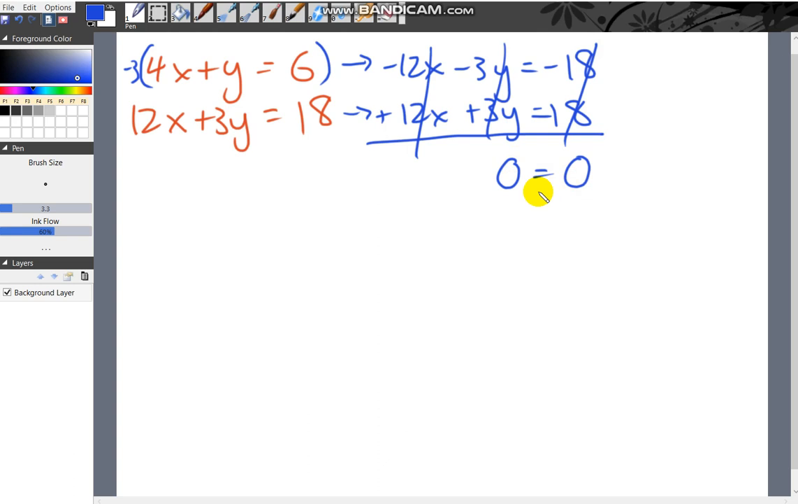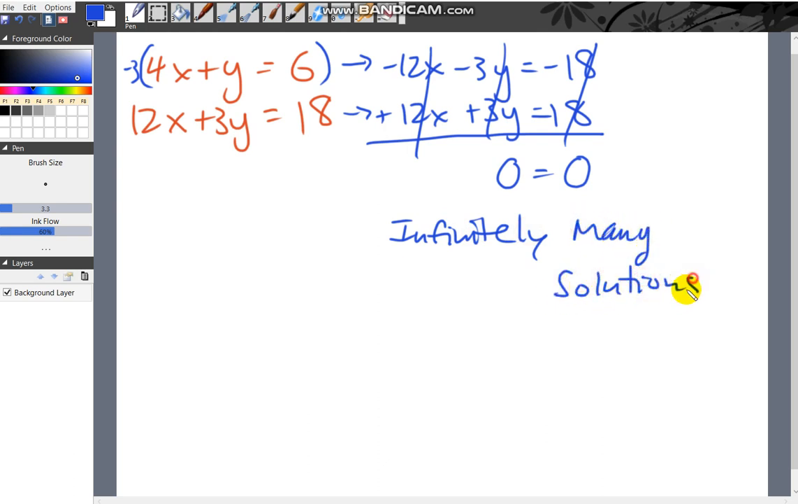So what this means is that anytime you get the same number on the left and the right hand side, so in this case we had a 0 on the left hand side, we get a 0 on the right hand side, we're going to reach this case and we have infinitely many solutions. So basically, as long as whatever x we plug in here fits with the y, so for example, let's say x is 1 and y is 2, so basically 4 times 1 is 4, and then 4 plus 2 is 6, so that works.